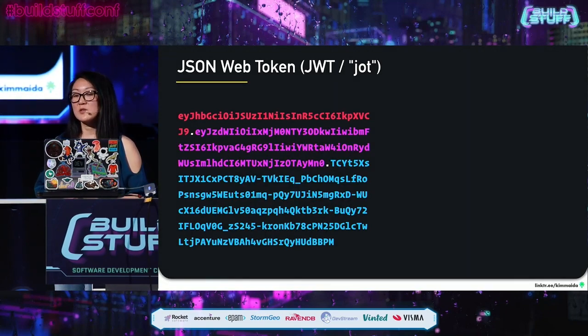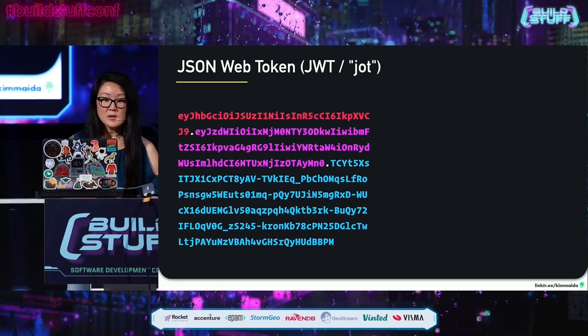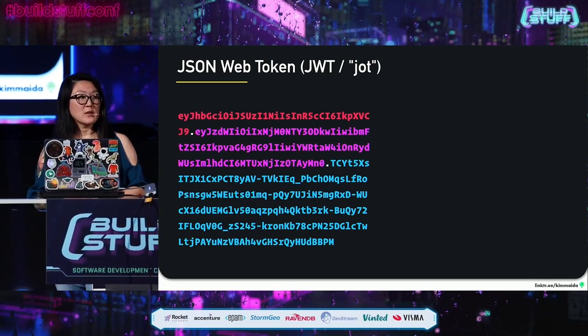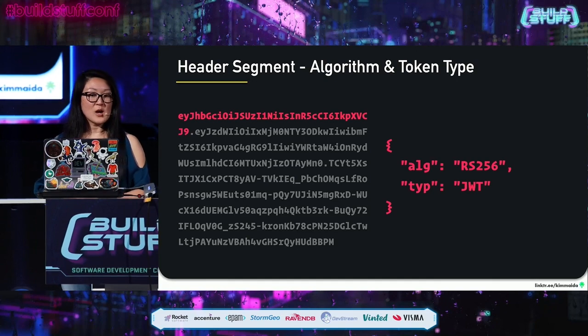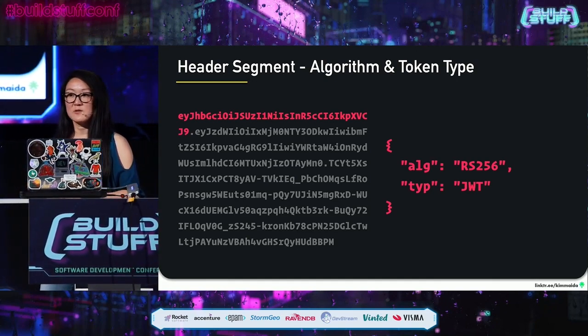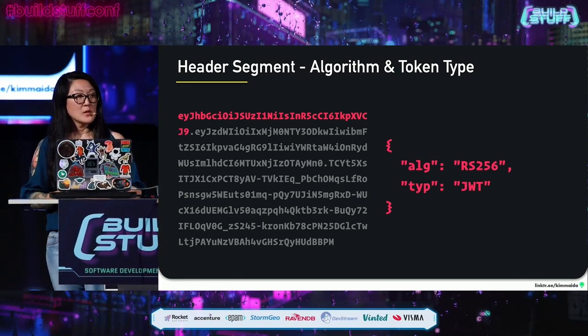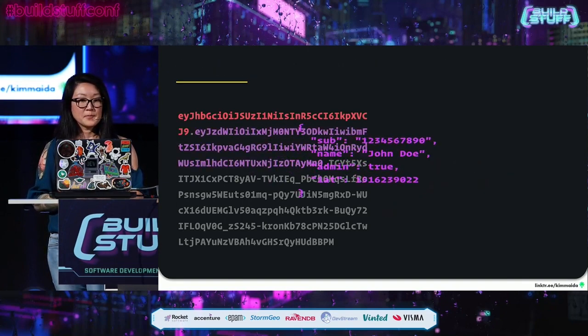A JSON Web Token typically looks something like this. It's also often abbreviated as JWT, which some people pronounce as JOT. I guess it's easier to say. But it's 3 string segments concatenated with periods. The first segment is called the header segment. This is a JSON object that contains the signing algorithm and the token type, which in this case is always going to be JWT. This JSON object is then base64 URL encoded, which makes it URL and file name safe.